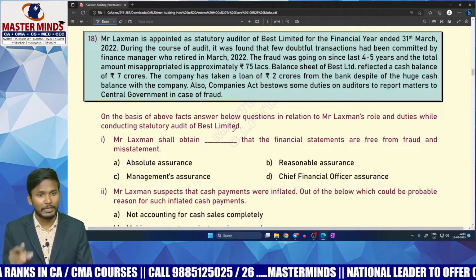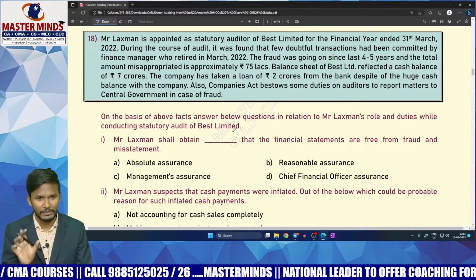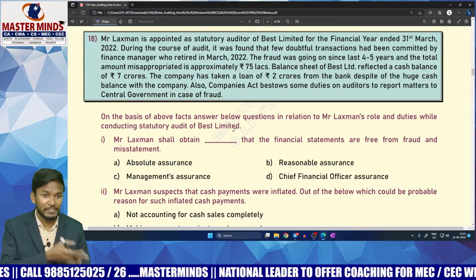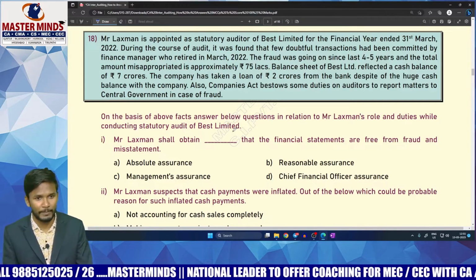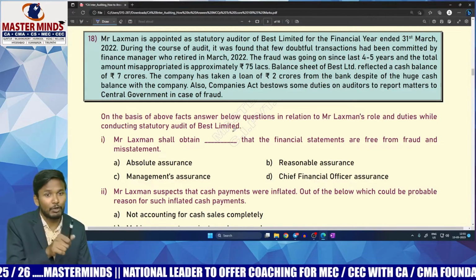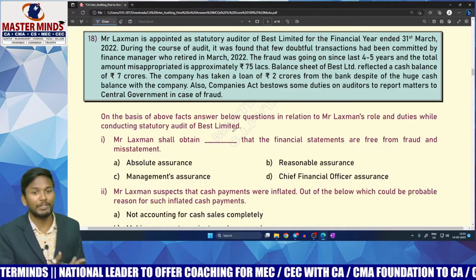Yes. The company has taken a loan of 2 crores from the bank despite huge cash. Something is fishy, no? They are telling they are having a cash balance of 7 crores, despite which there is a loan of 2 crore rupees. Something is not right. Either this 2 crore might be wrong information or this 7 crore might be wrong information. See, even though you are having 7 crores of cash, boss, why are you going for a loan?